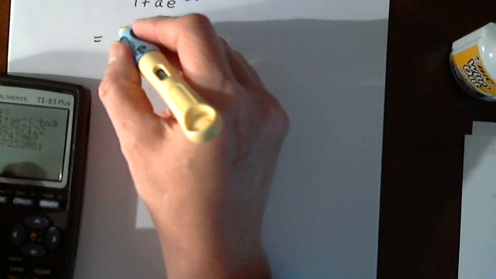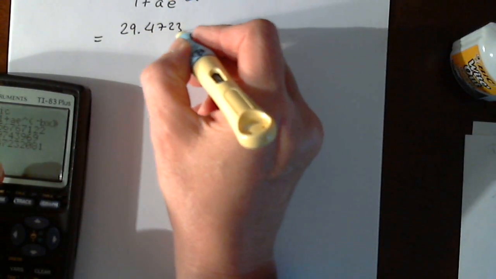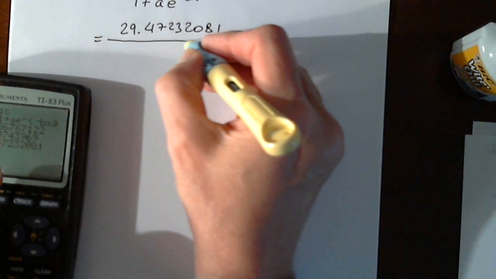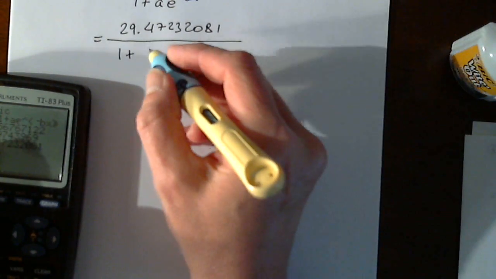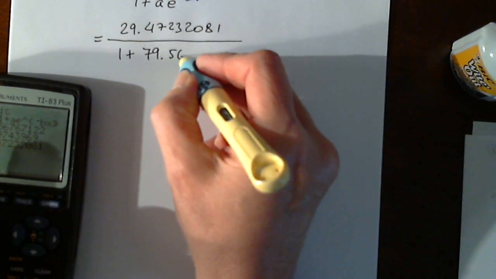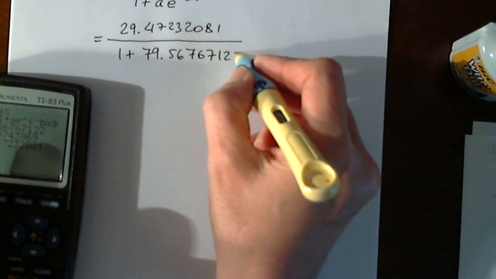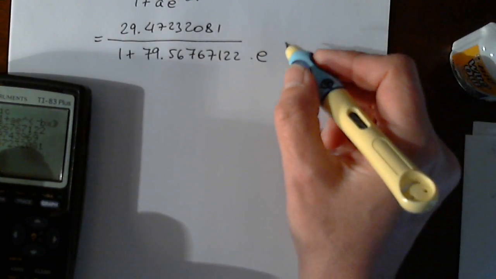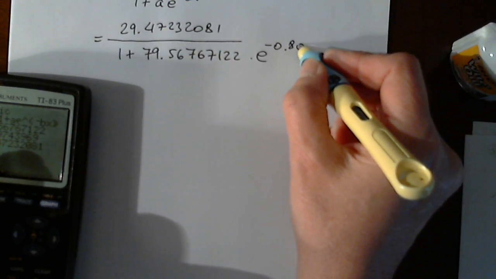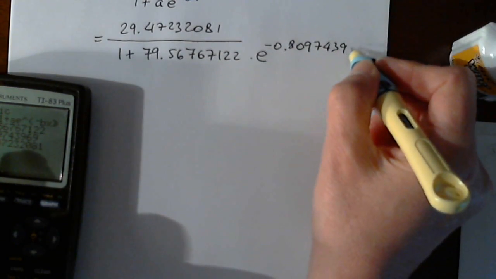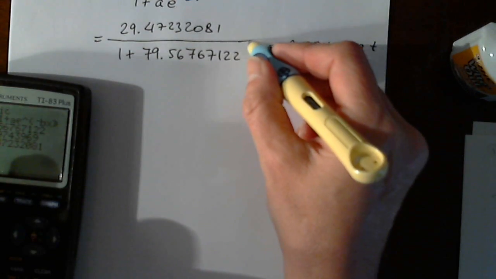It all depends. Does it say? It does not tell us how many digits. I'm going to copy them all then. So here it is. C, 29.47232081. Everything divided by 1 plus A, 79.56767122 times e, finally, to negative 0.809743969 t.